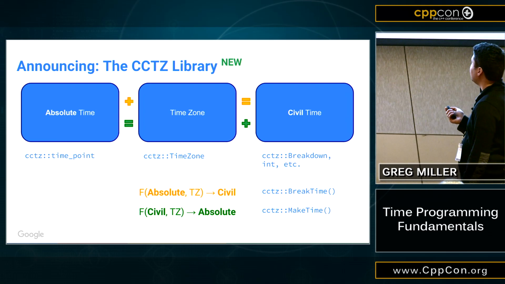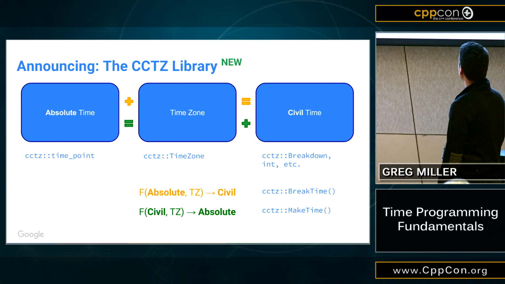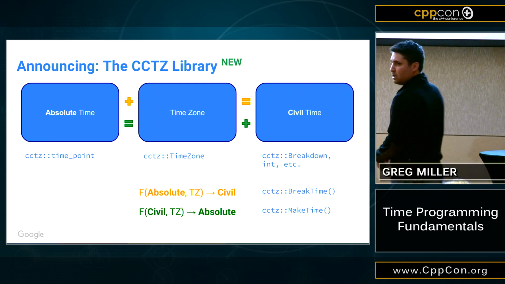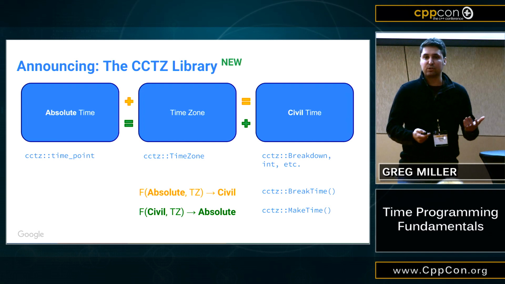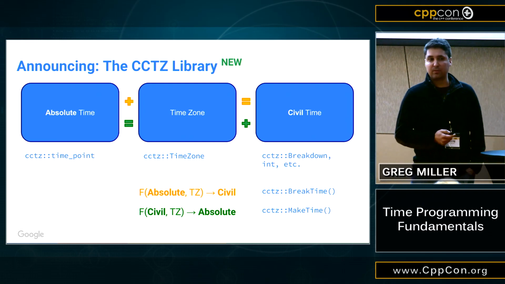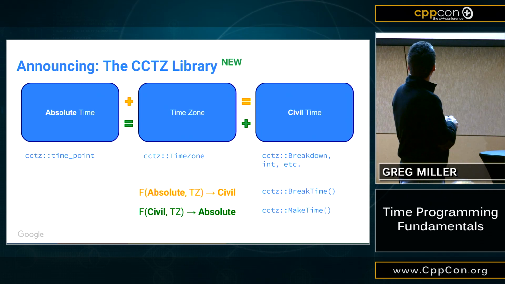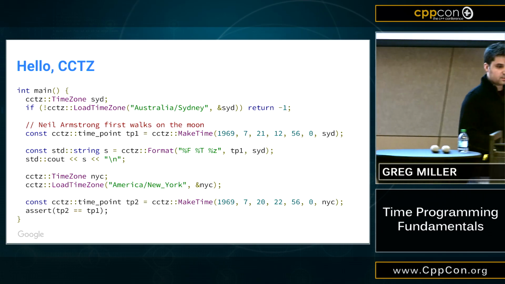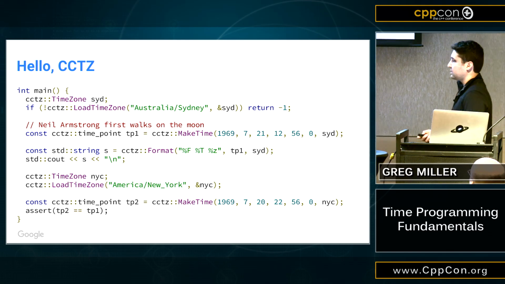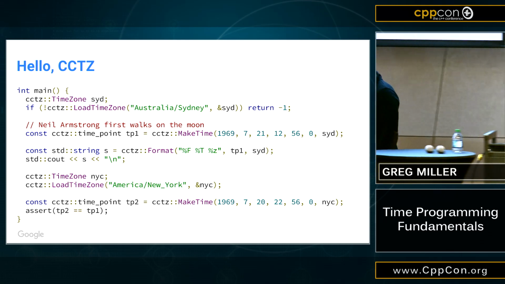A time zone is represented by the CCTZ time_zone class. All these things are in this namespace. So time_zone can represent any time zone. A civil time is represented by a CCTZ breakdown. You can think of it as a better struct tm. It has the civil time components, year, month, day, hour, minute, second, and a few other fields that we'll see in a moment. To go from an absolute time to a civil time, there's the break_time function. And to go the other direction, from civil to absolute, there's the make_time function. We're going to see how these things work in some examples, and let's start off with a hello CCTZ example.